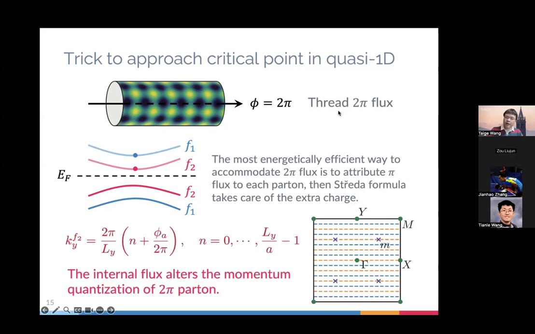And if you want to thread pi flux for F2, it amounts to shifting the momentum cuts. Okay, and it will precisely shift half of them. If you don't do this, if you look at the ground state, the k cuts will automatically choose the blue lines to maximally avoid the Dirac point. And if you precisely thread 2 pi flux, which means pi flux to F2, it will shift half of it to the orange curves, going precisely through the Dirac points. At least that's the prediction. And let's see how it works.